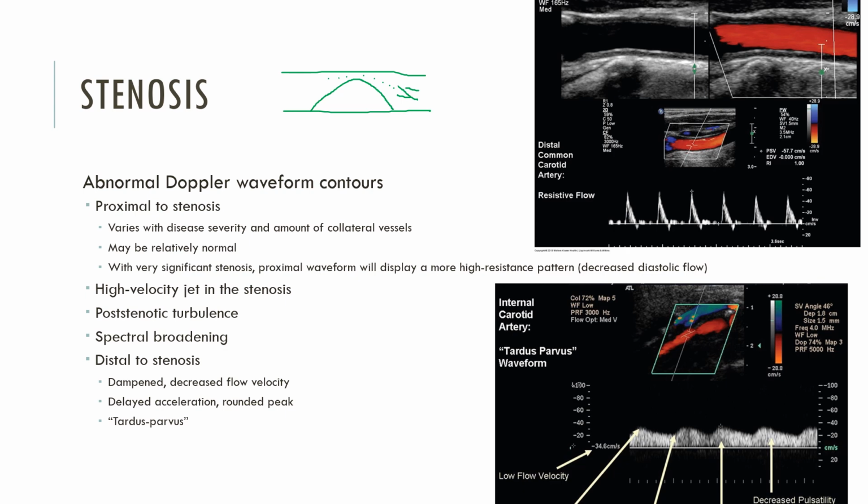Now, after that stenosis, you're going to expect to see turbulence. Turbulence is going to be demonstrated as spectral broadening. And then distal to the stenosis, this is where it gets kind of tricky. We say that bad line there.